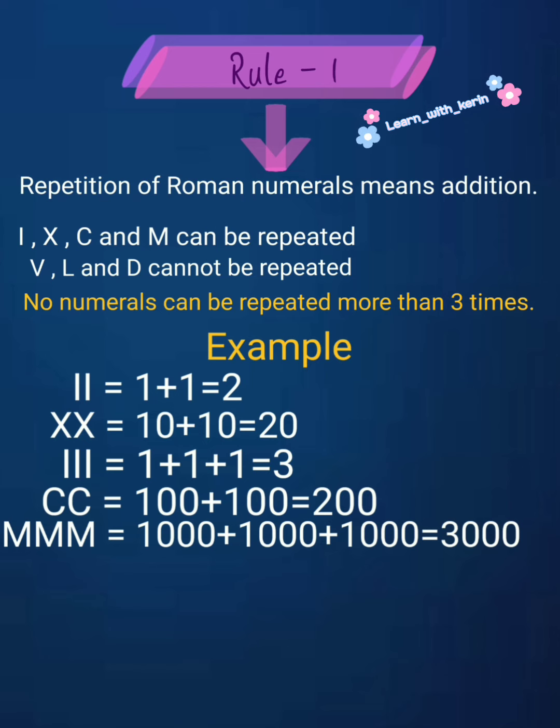Children, if you want to write 4000, you cannot write 4 M's, since rule 1 says no numerals can be repeated more than 3 times. If you want to write 4000, you will write V and I and place a bar above them, which is equal to 4000.